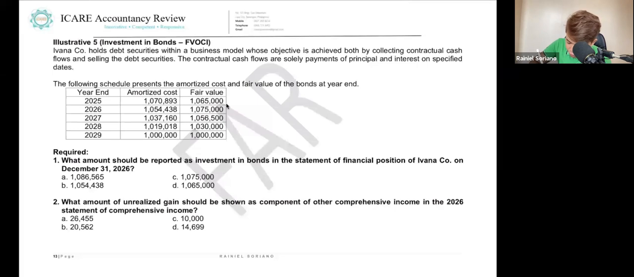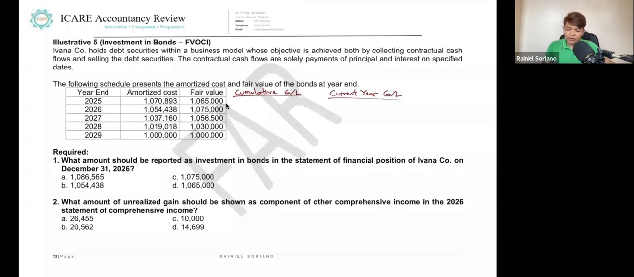Ang ilalagay ko dito, cumulative gain or loss. Kasi kapag pinag-compare mo yung amortized cost at yung fair value, cumulative gain or loss yun. Then dito, ilalagay naman natin, current year gain or loss. So now, compute natin per year.